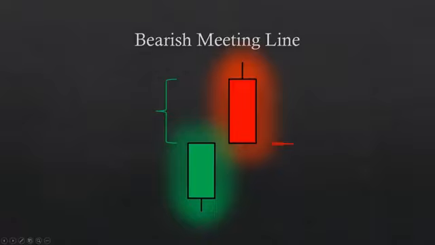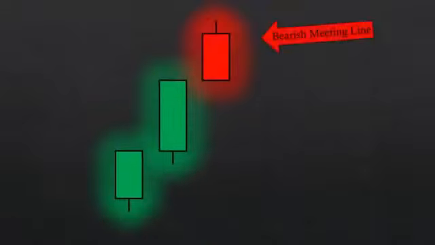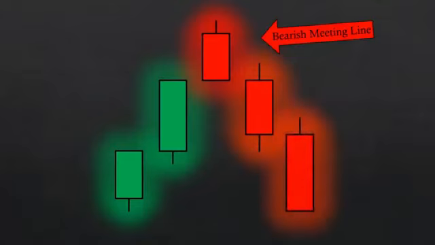Next, we are going to study four different patterns that have one thing in common, which is something called the harami position. The first pattern we are going to study is called the bullish harami. The word harami in Japanese is associated with the word pregnant. This pattern received this name because the second candle in the pattern is fully contained in the body of the first candle.